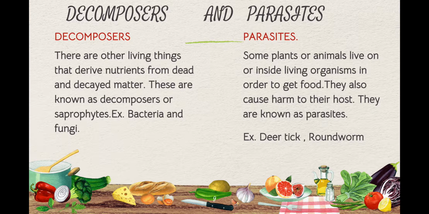Here we have two more ways to get food: decomposers and parasites. Decomposers are other living things that derive nutrients from dead and decayed matter. These are known as decomposers or saprophytes. Example: bacteria and fungi.